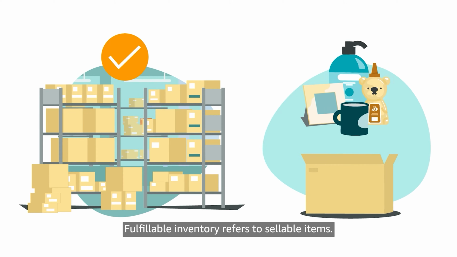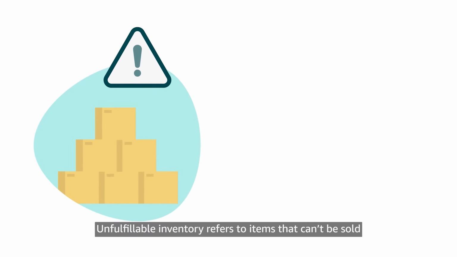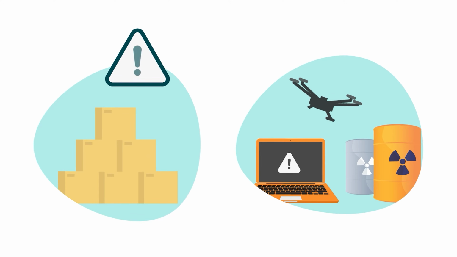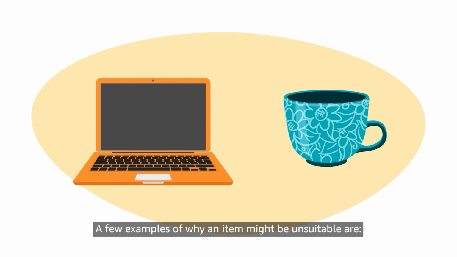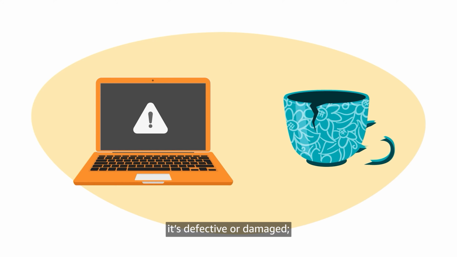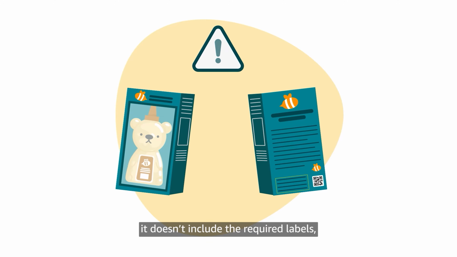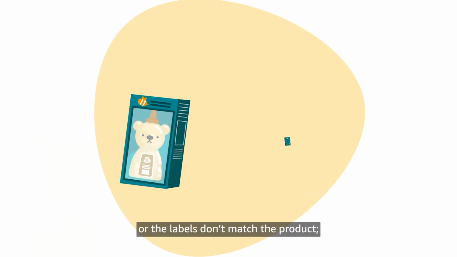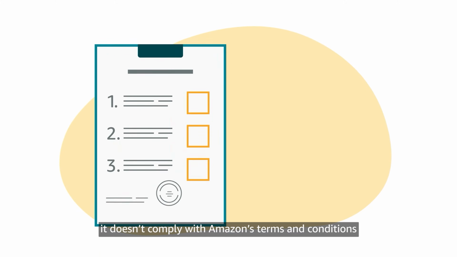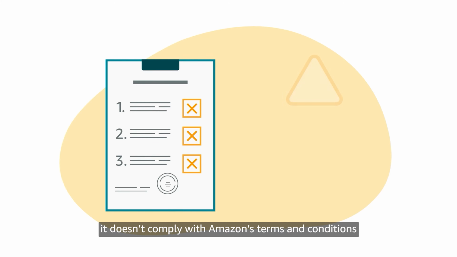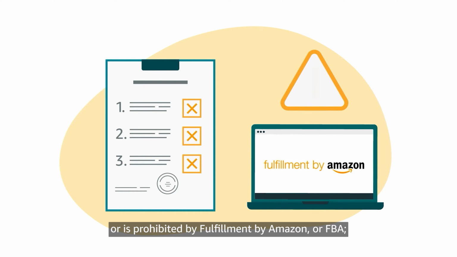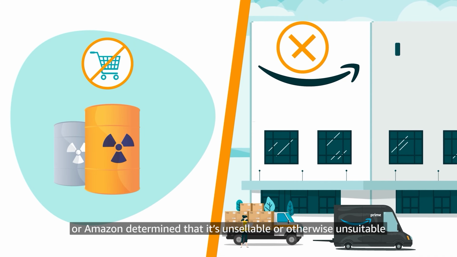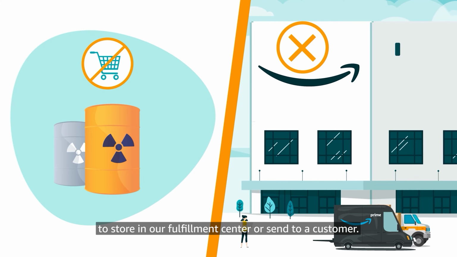Fulfillable inventory refers to sellable items. Unfulfillable inventory refers to items that can't be sold because Amazon determined they're unsuitable. A few examples of why an item might be unsuitable are it's defective or damaged. It doesn't include the required labels. You haven't registered the labels properly with Amazon before shipping the item, or the labels don't match the product. It doesn't comply with Amazon's terms and conditions or is prohibited by Fulfillment by Amazon, or FBA. Or Amazon determined that it's unsellable or otherwise unsuitable to store in our fulfillment center or send to a customer.